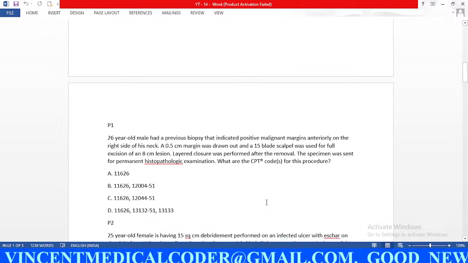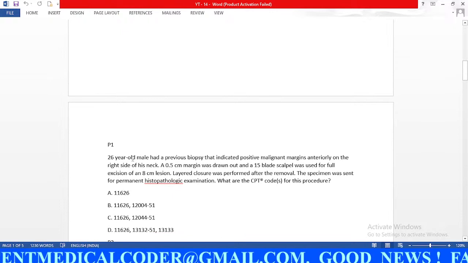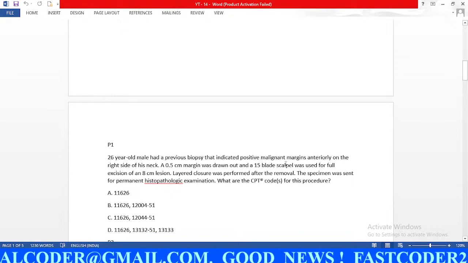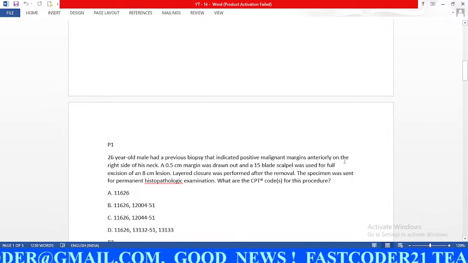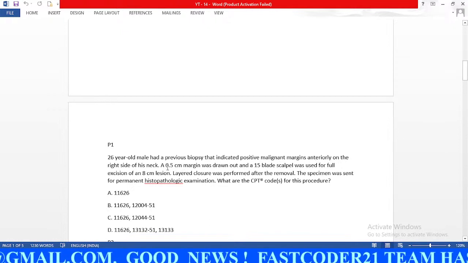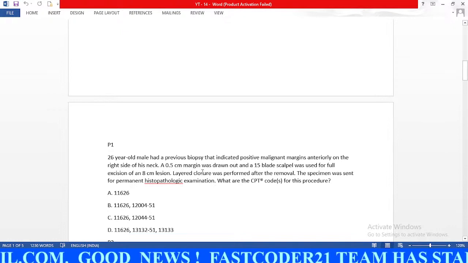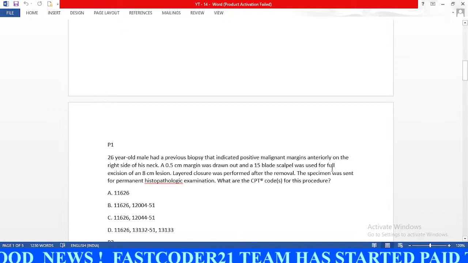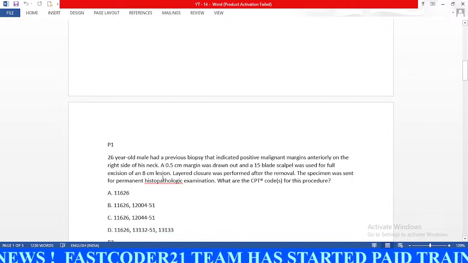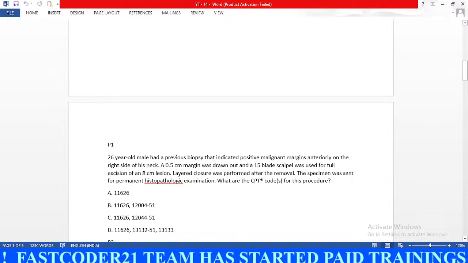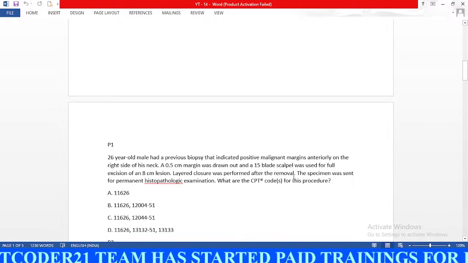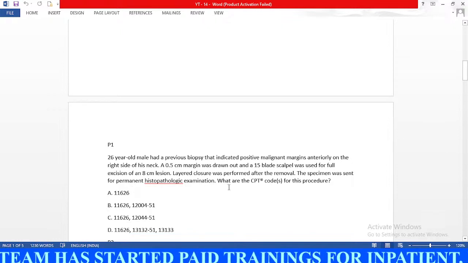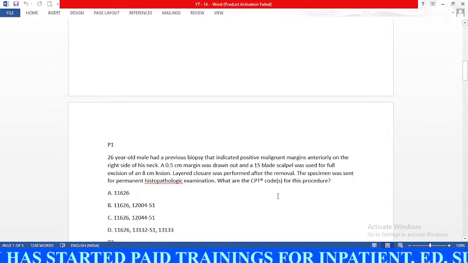So today is our first question. A 26-year-old male had a previous biopsy that indicated positive malignant margins anteriorly on the right side of his neck. A 0.5 centimeter margin was drawn out and a 15 blade scalpel was used for full excision of an 8 centimeter lesion. Layered closure was performed after the removal. The specimen was sent for permanent histopathological examination. What are the CPT codes for this procedure?